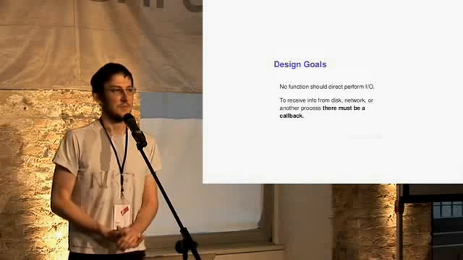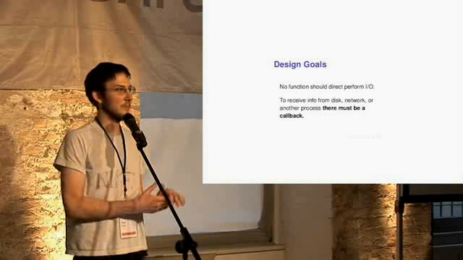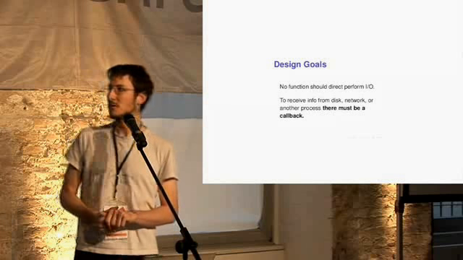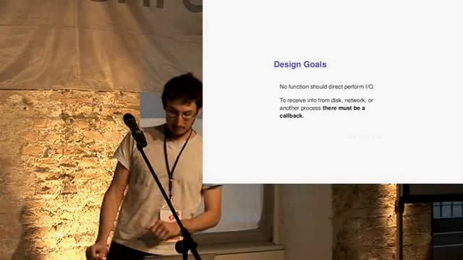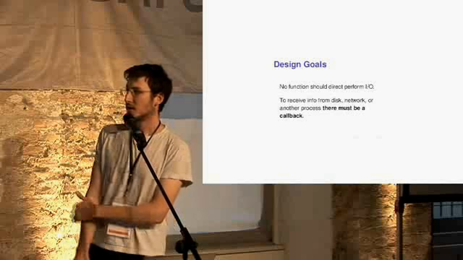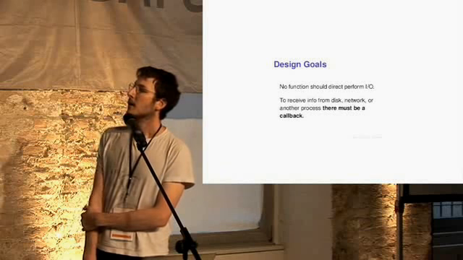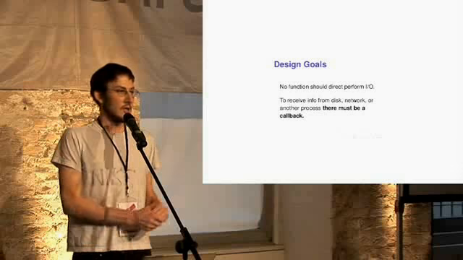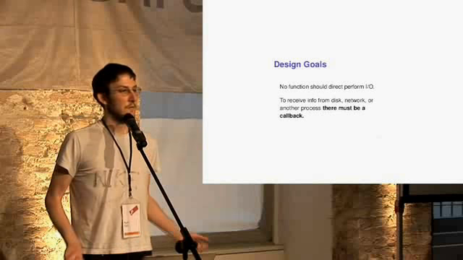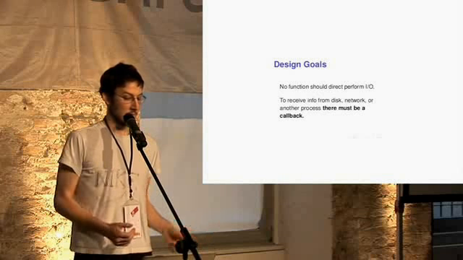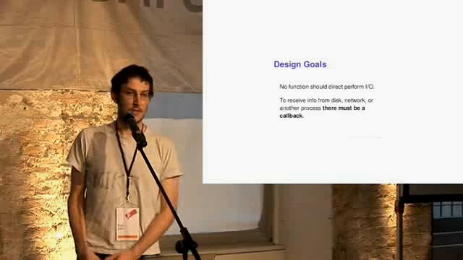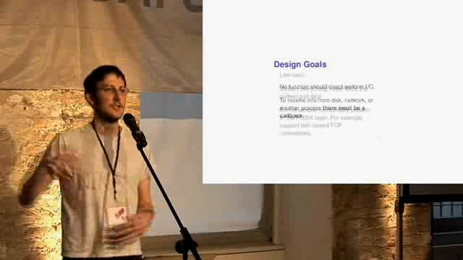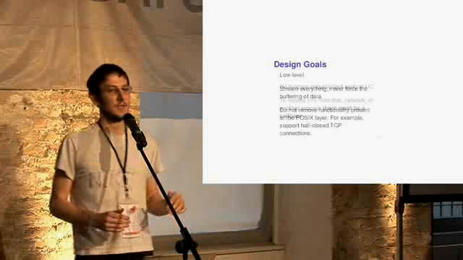So, right, let me just give some design goals, and then I'll give some actual practical examples of how to build a server. First of all, no function should perform I/O to receive disk or network information from another process. You have to have some sort of callback. So you can never have that sort of function that makes some query that returns something. That's not allowed.